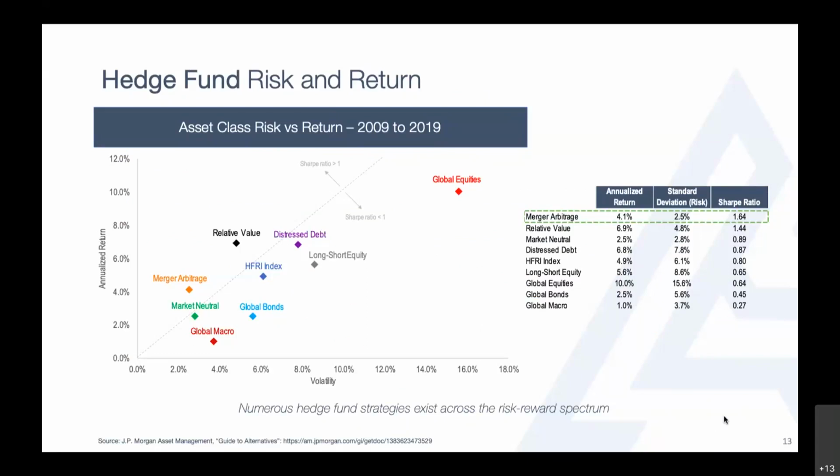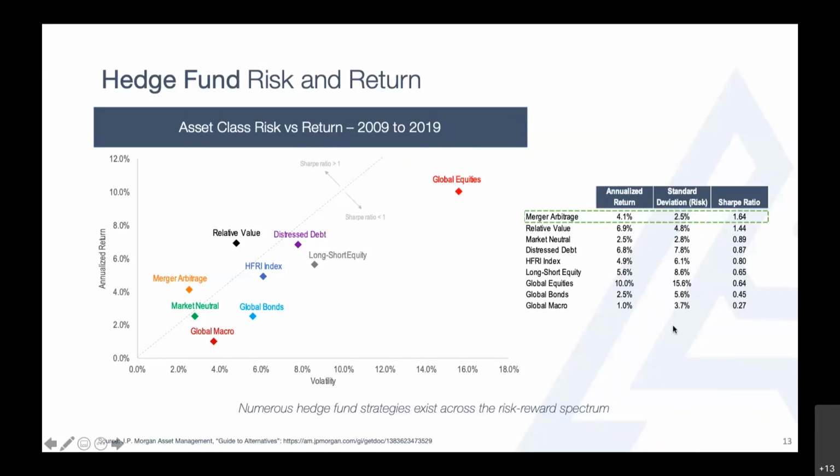And you can't just look at their comparison to global equities on a return-only basis, because as you can see in this graph, global equities had substantially higher volatility than any of the hedge fund strategies here. In fact, nearly double the volatility of all of them. So we're really comparing Sharpe ratio, or return per unit of risk, in this scenario.